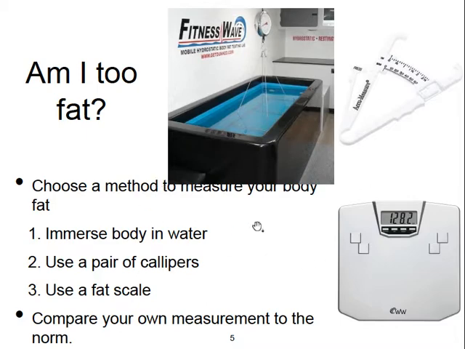Another method is you step on a scale that has some metal plates on both sides. It can transmit a light voltage of electricity on one leg, and depending on how it is received at the other end, it can do the calculation based on the different resistance of body fat, because fat and muscle have different resistance.